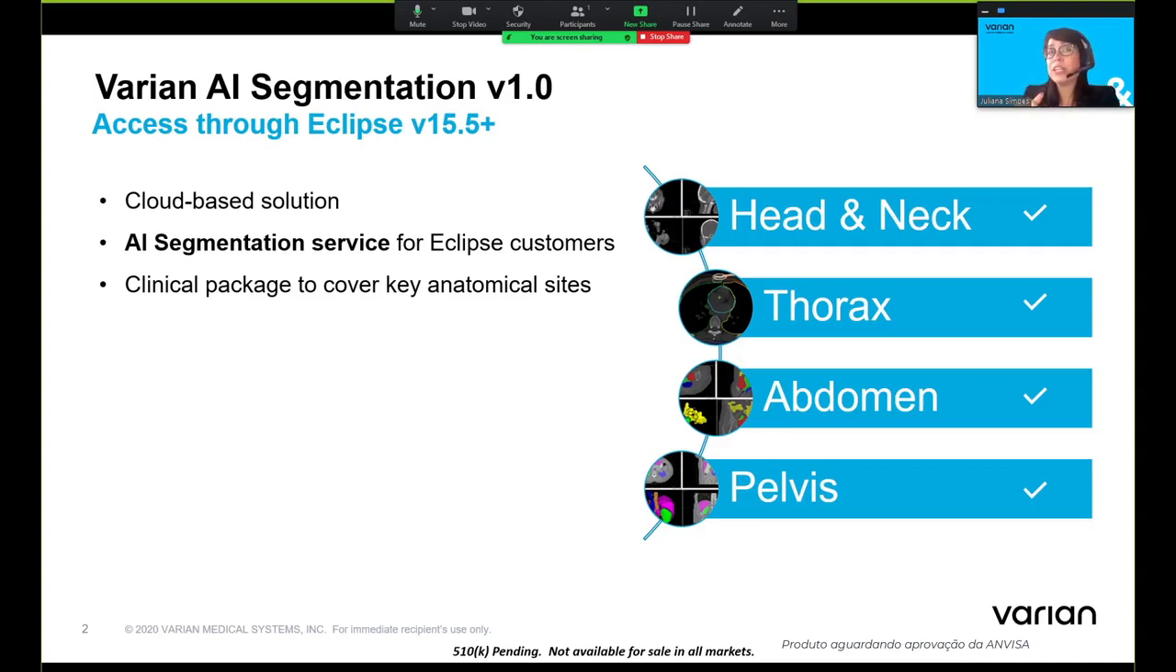Although this is not really a plan evaluation tool, since our AI models were also created with hundreds and thousands of CT datasets, it is a great tool for a training purpose, for example.